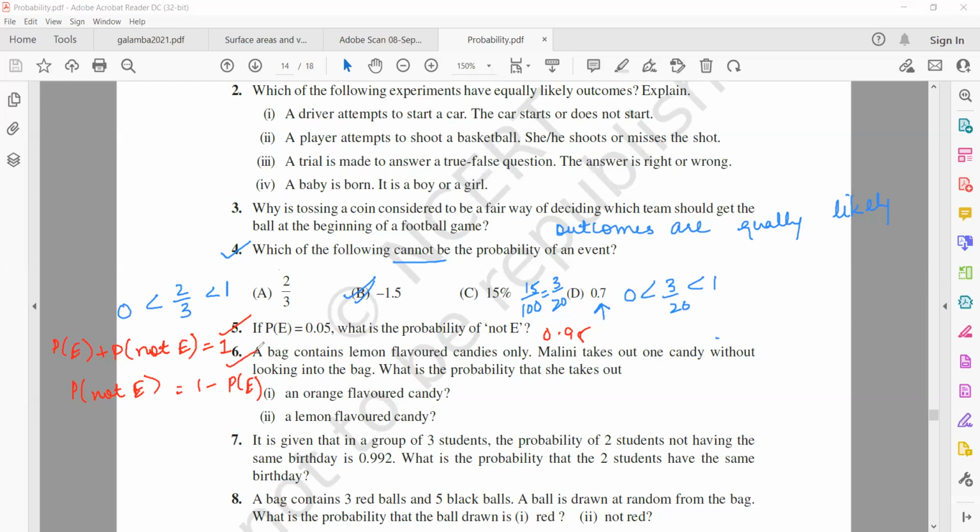Now, sixth question. A bag contains lemon flavored candies only, right? Malini takes out one candy without looking into the bag. What is the probability that she takes out an orange flavor candy? 0. So favorable outcomes are actually 0. So it will be 0. And what is the probability that she gets a lemon flavored candy? 1. Yes. Because favorable outcome is actually a lemon flavored candy, right? Yes, ma'am.